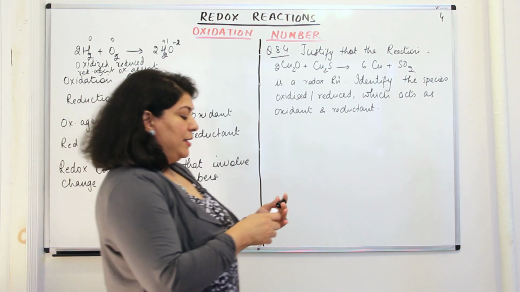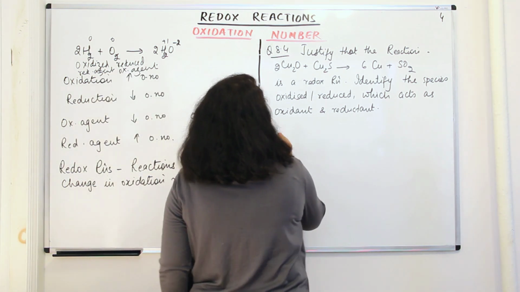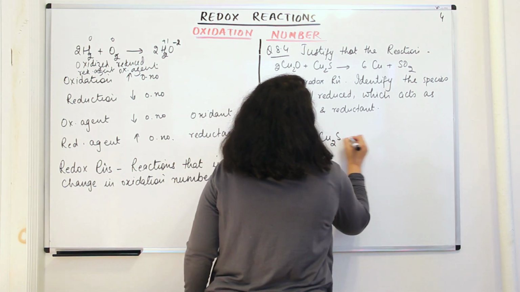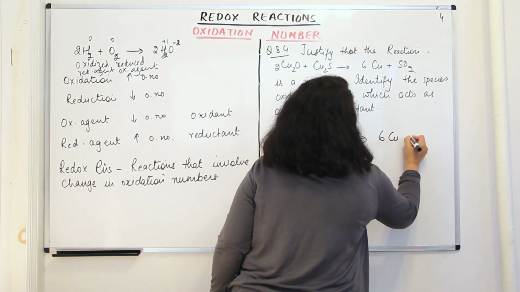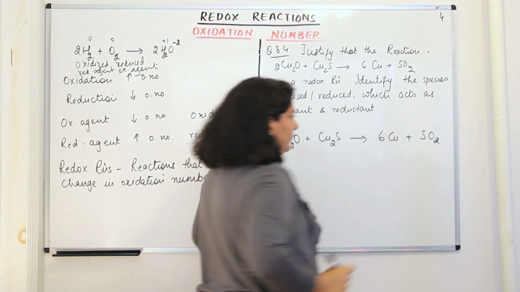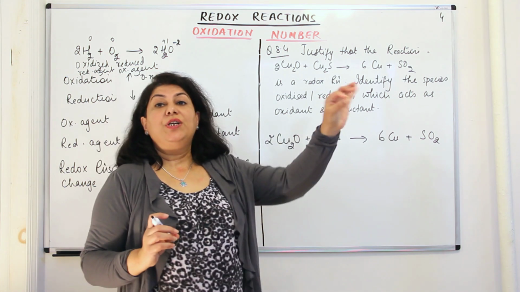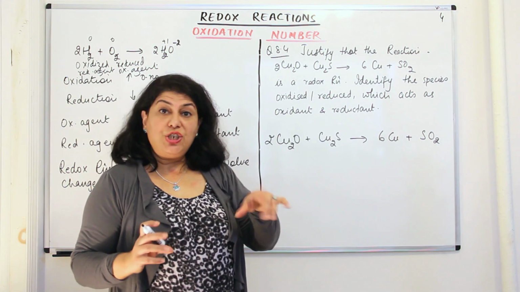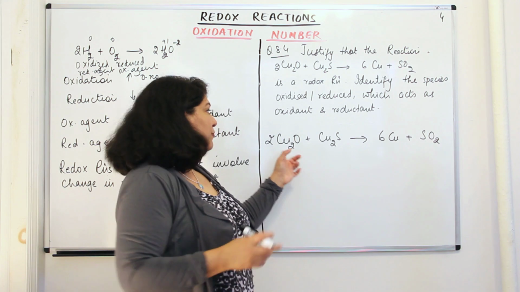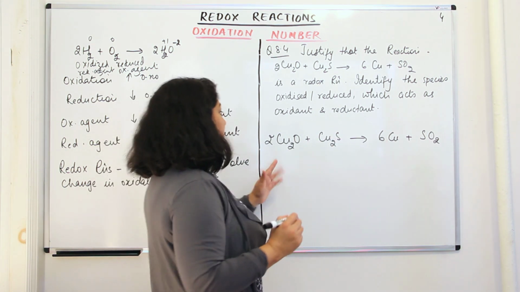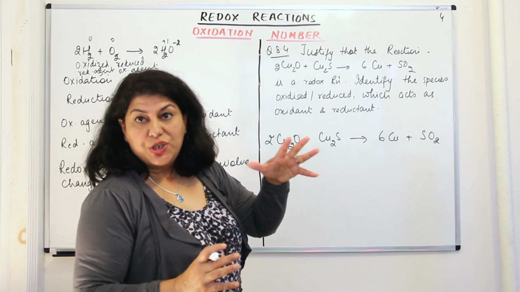So let us just write down the equation once more. It is 2Cu2O plus Cu2S will give you 6Cu plus SO2. What will be your job in such a question first? You will have to allot the oxidation numbers. When we did the stock notation, we learned how to allot the oxidation number for the metal. For most of the non-metals, you will be knowing the oxidation state. So let us just write down the oxidation numbers first.